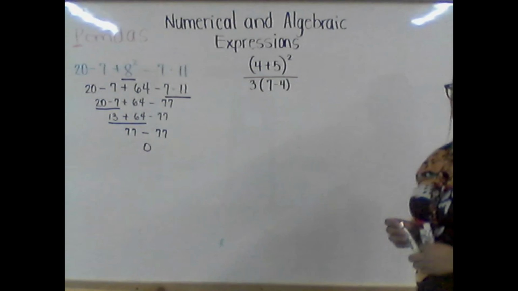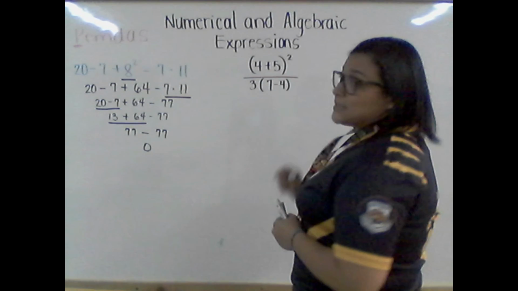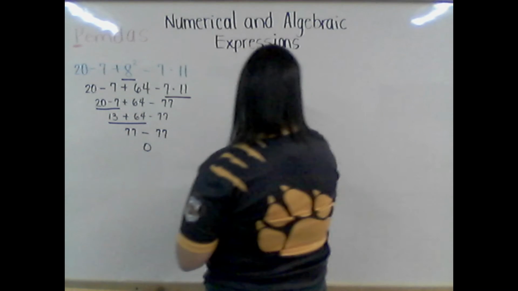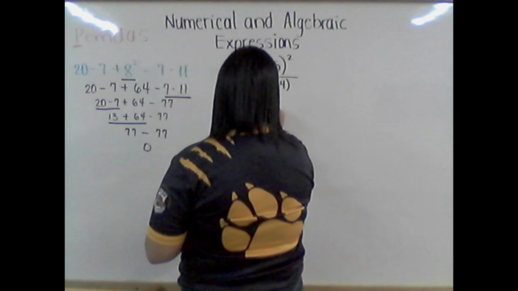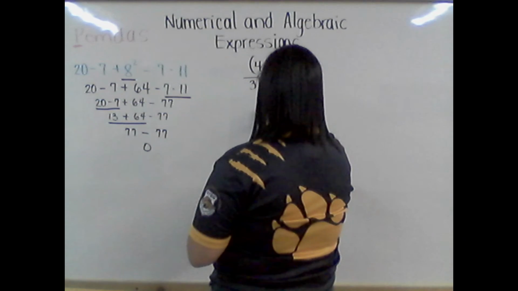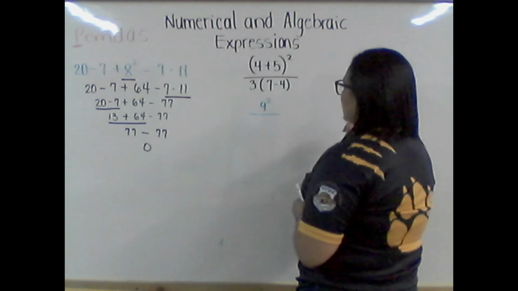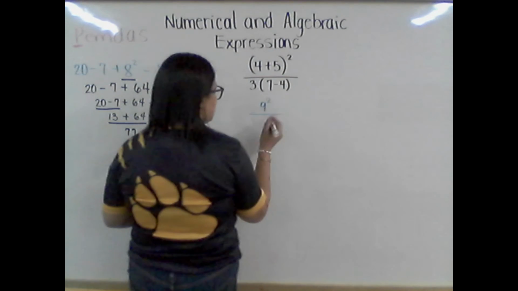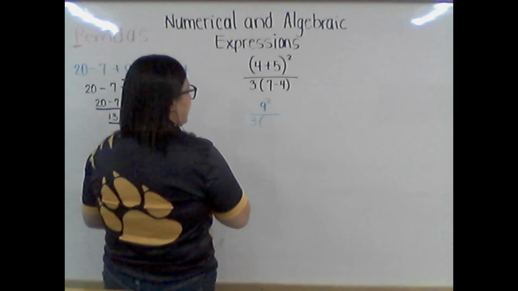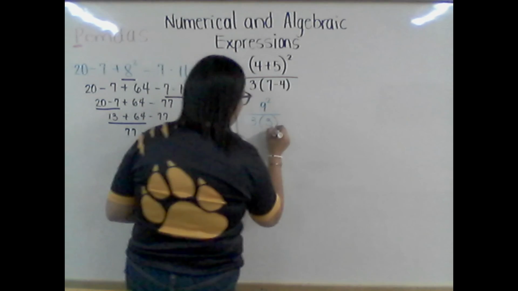So let's start solving these numerical expressions. We will solve what's inside the parentheses first. So 4 plus 5 is 9. And let's not forget to keep the exponent, so 9 squared, the division line, and then we solve what's inside the parentheses here as well. So it's going to be 3. I open the parentheses, and 7 minus 4, which is going to be 3.